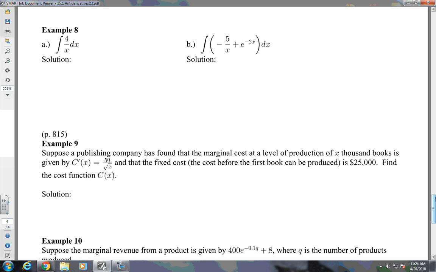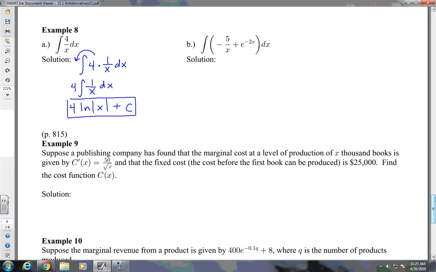So let's think of this as 4 times 1 over x dx. Now if you want to, the constant is not going to affect the antiderivative, so you can move it in front of your integral sign if you want to. That's totally optional. But the formula for integrating 1 over x leads us to the natural log of the absolute value of x, and then we have plus c. So that is our antiderivative.